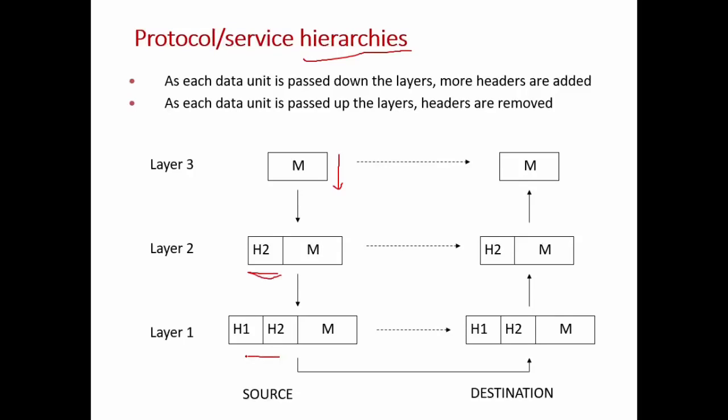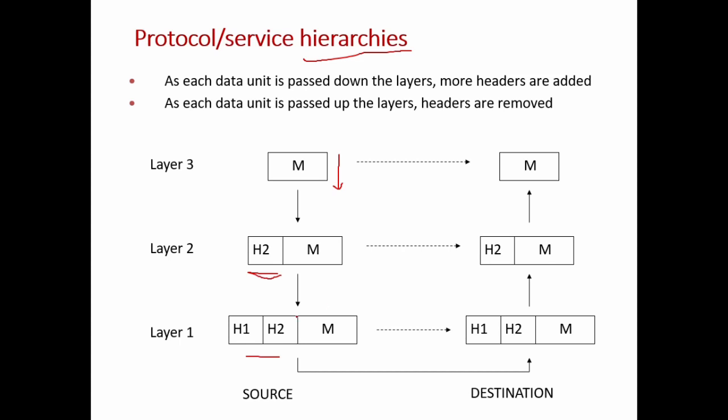Once it's going down, another header is added. So if you remember the example of philosopher, translator, and secretary, for each layer that the data is going down, one header in the bottom layer is added, and this means this header is providing services for the upper layer.